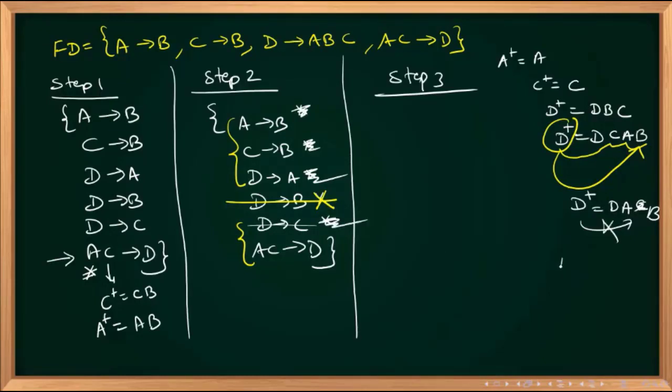Okay, now AC to D. Assume that AC to D is removed. I take the AC closure in the remaining. What all things are coming? The AC closure contains AC.